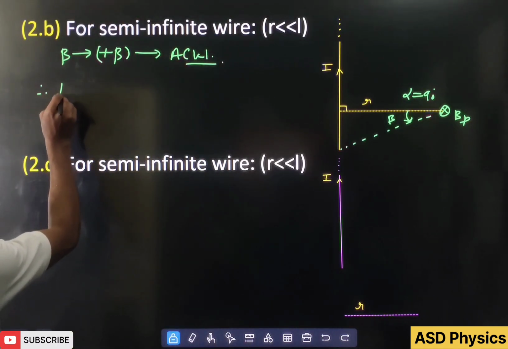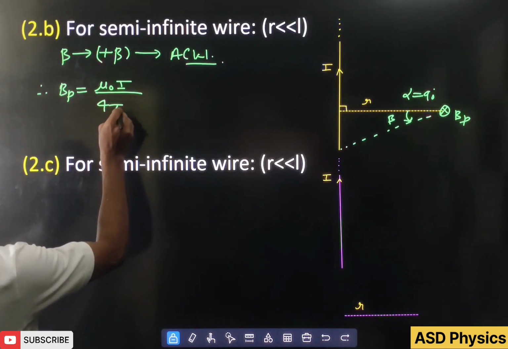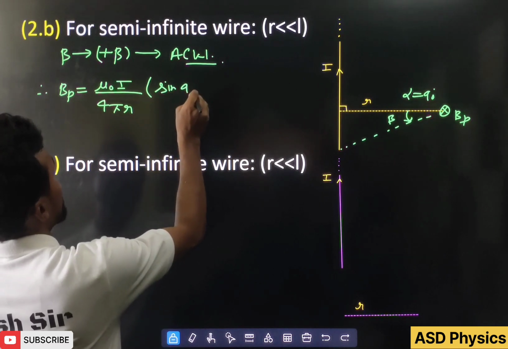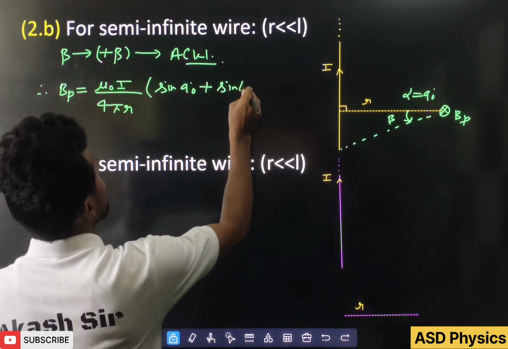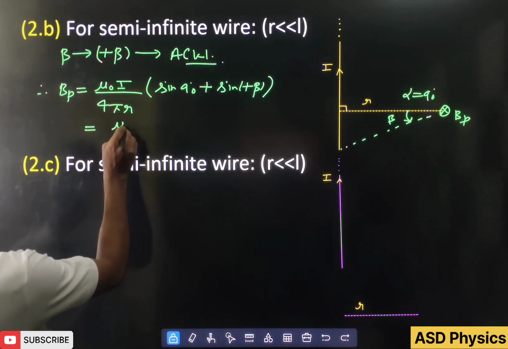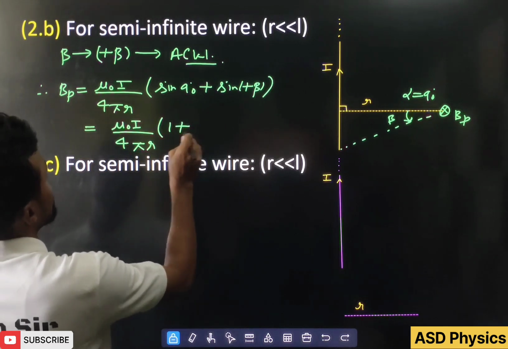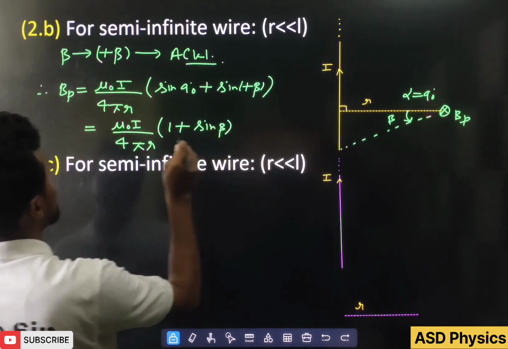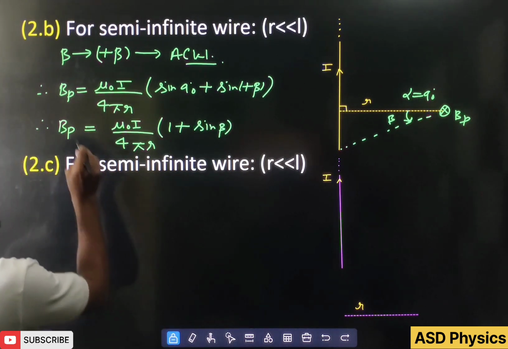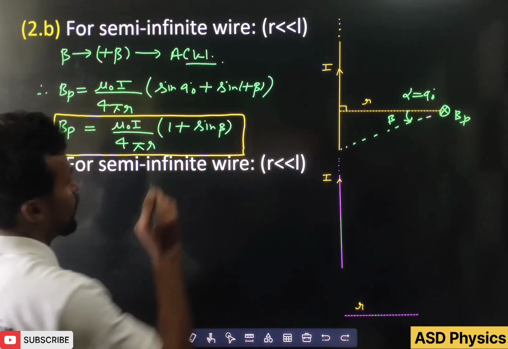So if I write the formula here, what will it become? See, BP equals mu naught I by 4 pi r, sin alpha plus sin beta. Correct? So we can write sine alpha means sine 90 plus sine of plus beta. That means what will come here, students? Mu naught I by 4 pi r, sine 90 means 1, so 1 plus sine beta in this situation. This will be the magnetic field at point P. So what is coming here, students? Mu naught I by 4 pi r, 1 plus sine beta.